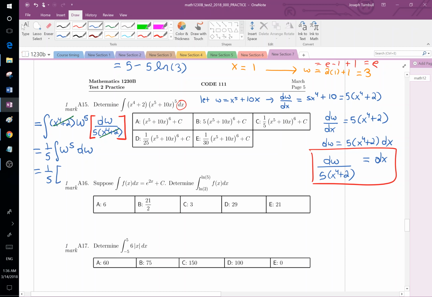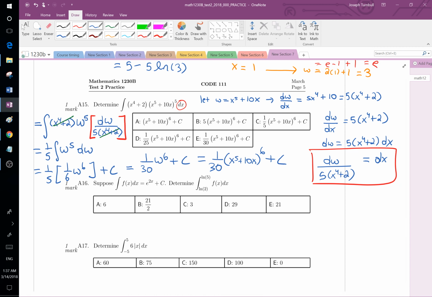Antiderivative of w to the 5 is 1 over 6 w to the 6, and we get a plus c. And then that's going to be 1 times 1, 1; 5 times 6, 30. W to the 6 plus c. Got one more step, and that's to replace w with our original substitution, which was x to the 5 plus 10x. So our answer is 1 over 30 x to the 5 plus 10x all to the 6 plus c. And hopefully we have one of those. Option E.